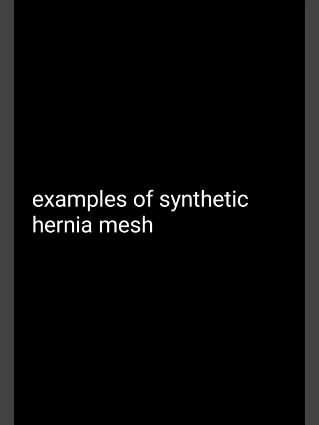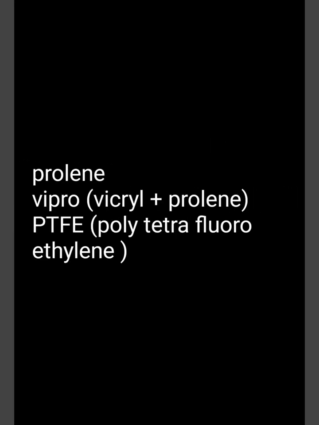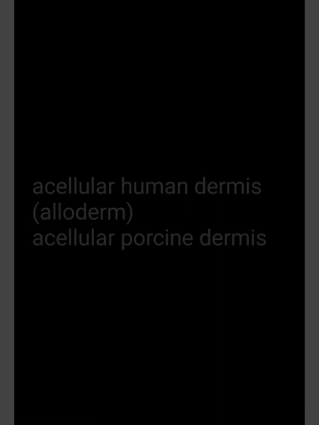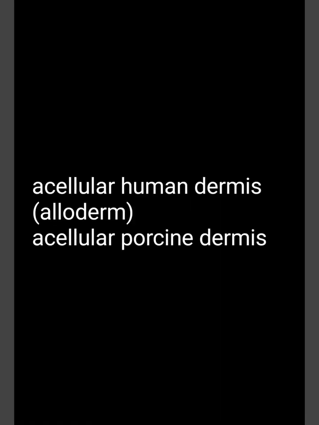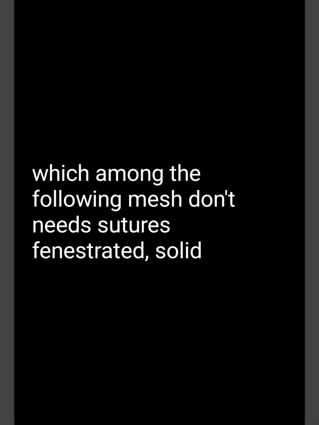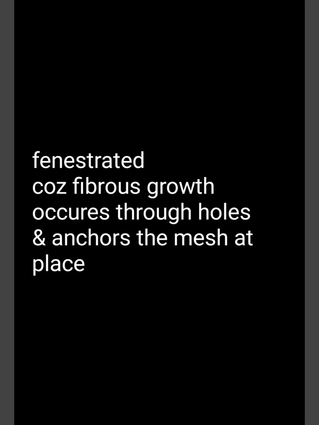Examples of synthetic hernia mesh: Prolene, Vicryl plus Prolene, PTFE (polytetrafluoroethylene). Examples of biological hernia mesh: acellular human dermis (AlloDerm), acellular porcine dermis. Which of the following meshes doesn't need sutures: fenestrated or solid? Fenestrated, because fibrous growth occurs through the holes and anchors the mesh in place.